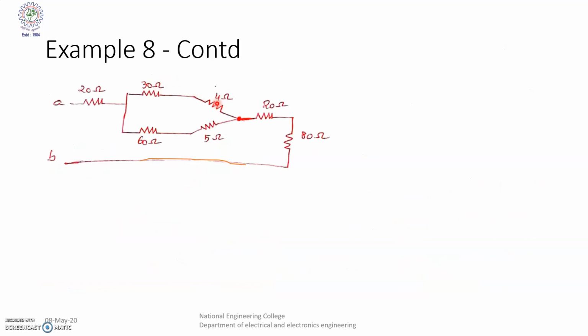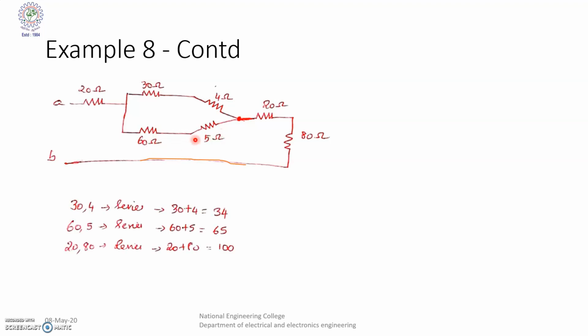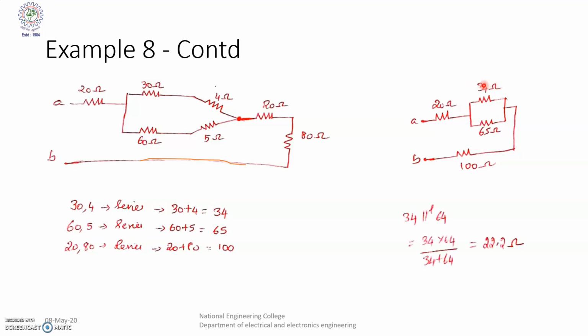So now we can say 30 and 4 is in series. Similarly 60 and 5 ohm in series. And then 20 and 80 also in series. So we are just converting these 6 resistors to 3 resistors. So here both are in parallel and 100 ohm. So 34 and 65 are in parallel. So for that the equivalent resistance will be 22.22.